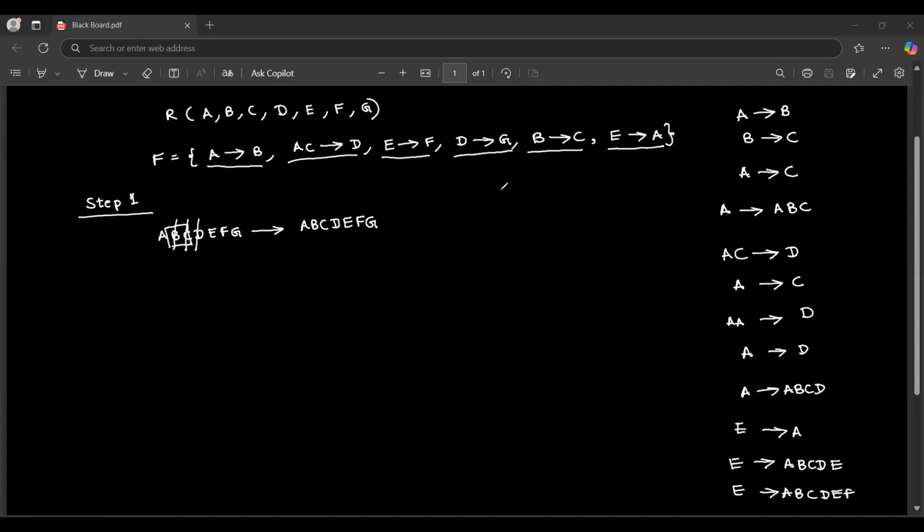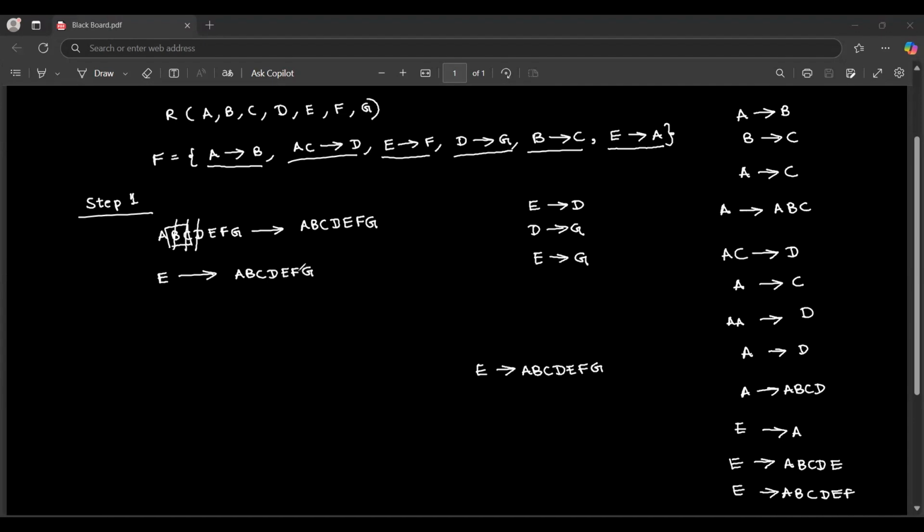Here D functionally determines G. If I break this by using decomposition, I can say E functionally determines D. And here I have D functionally determines G. So I can say E functionally determines G. So I can say E functionally determines A, B, C, D, E, F, G. So everything goes.